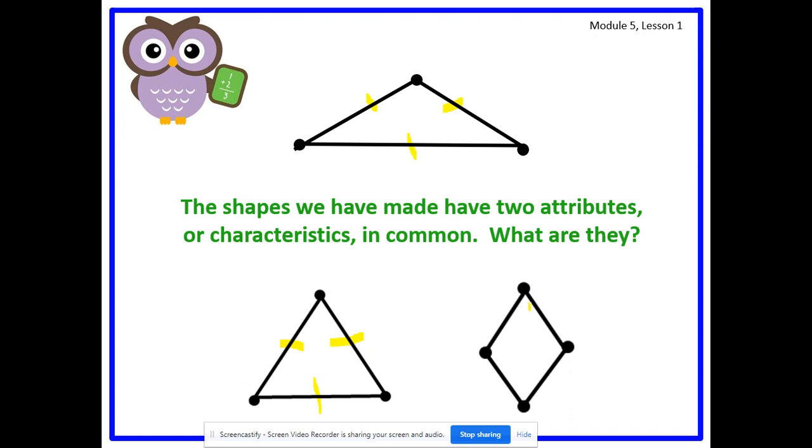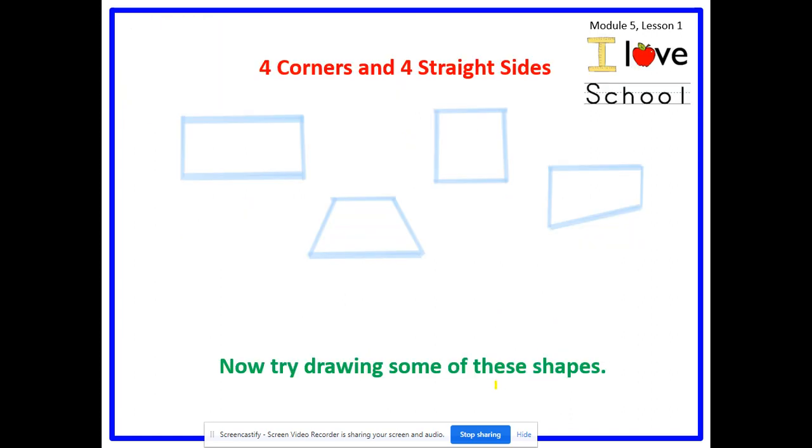Can you tell me 2 attributes for this shape? Get ready. If you said that it had 4 corners, you are correct. And if you said that it had 4 sides, you are also correct. Way to go. So the attributes of these shapes right here is that they all have 4 corners and 4 straight sides. Those are the attributes. Now try drawing some of these shapes.